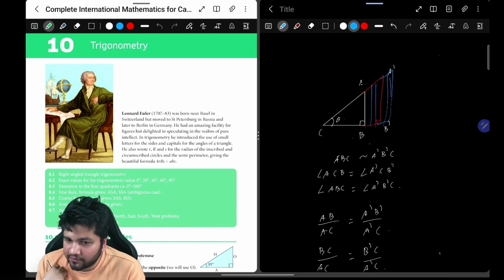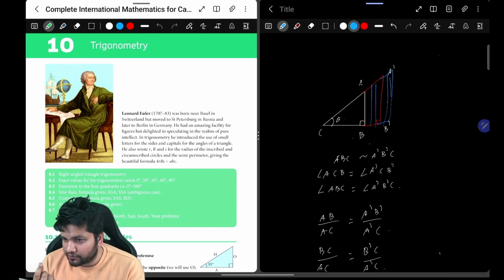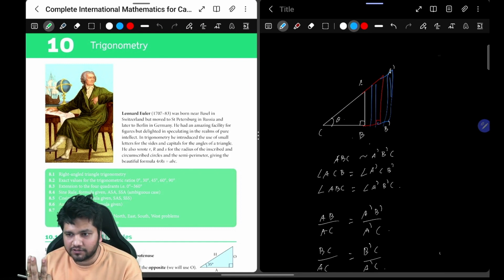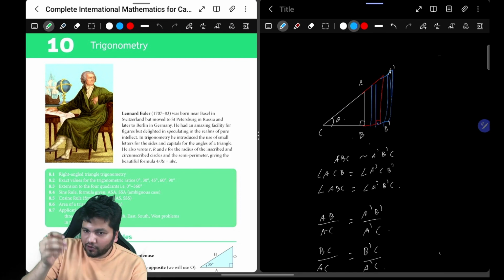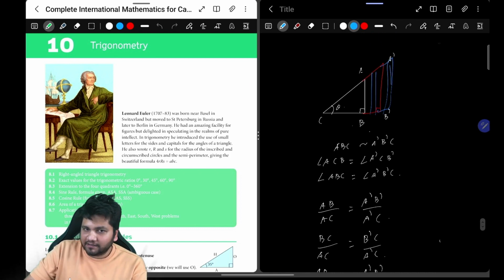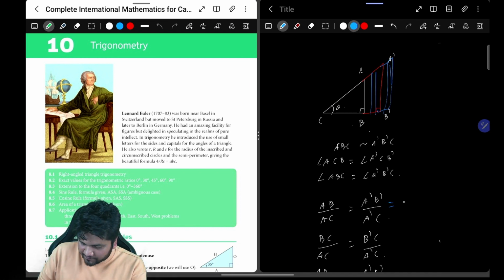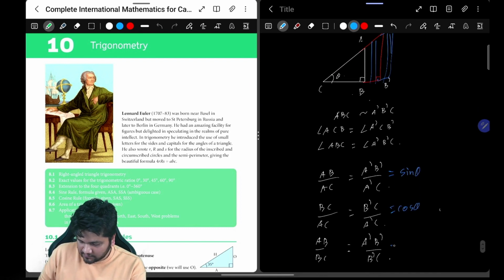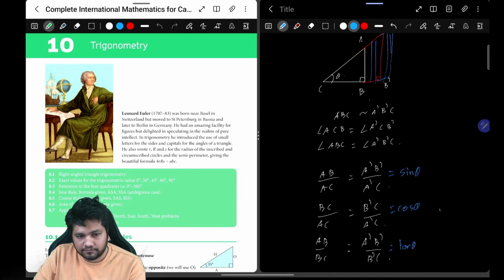And that's why we will give a lot of importance to this theta, and we will introduce the trigonometric ratios. Ratios means AB upon AC, BC upon AC, AB upon BC. But since I want to give a little bit of importance to theta, I'll represent these ratios in terms of angle theta, and those are nothing but your sine theta, cos theta, and tan theta. And that's how you got these ratios. Correct?